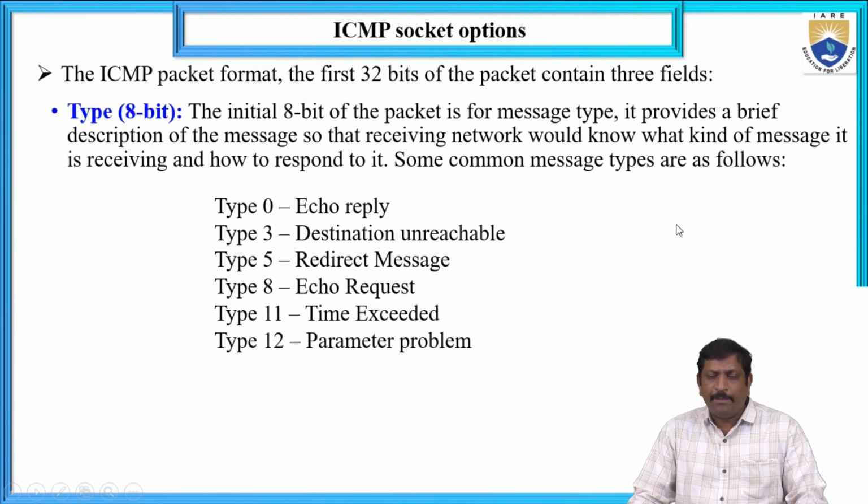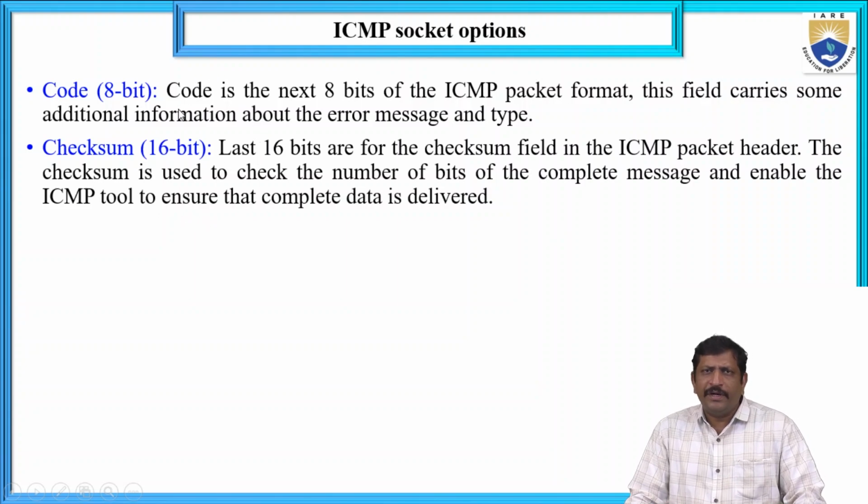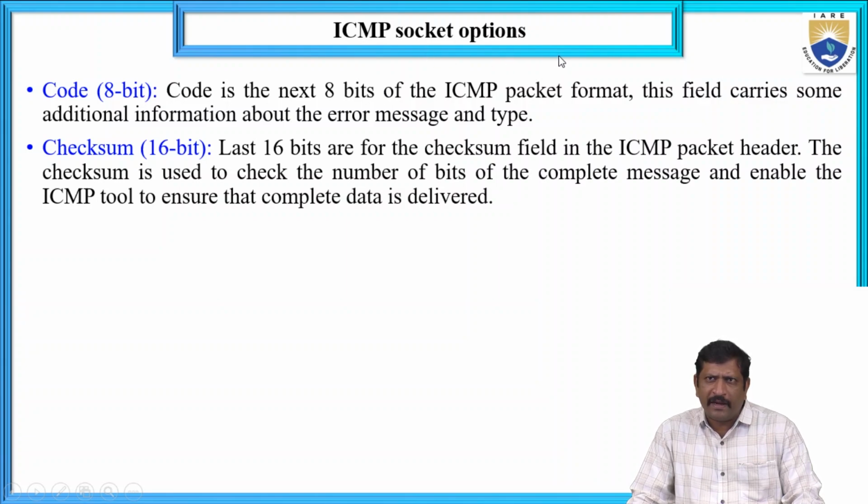So under the type field, next comes the code field. The code field is also 8 bits. So the code is the next 8 bits of the ICMP packet format. This field carries some additional information about the error message and type.